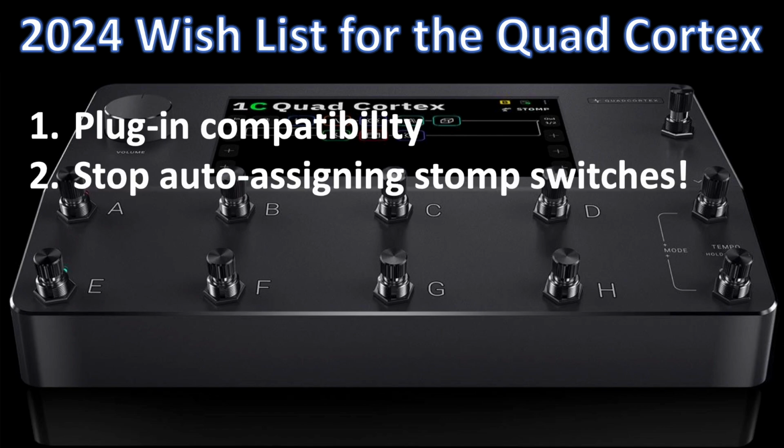Two, and this is a nitpick I've had for a while: stop auto-assigning the stomp switches, or at least have a parameter in the settings that allows you to turn that off. I hate this so much. Maybe it's me and my OCD not wanting various things assigned when I don't want them assigned, but I don't want a stomp switch assigned unless I specifically assign it.